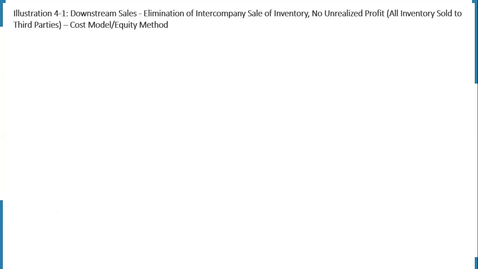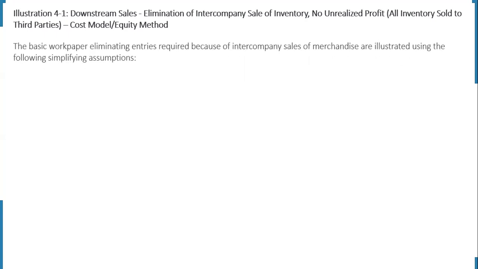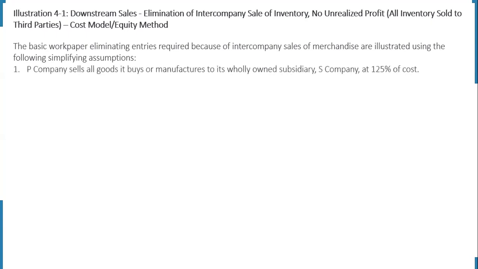Elimination of intercompany sale of inventory, unrealized profit, all inventory, no unrealized profit, meaning all inventory sold to third parties, cost model or the equity method. The basic work paper eliminating entries required because of intercompany sales of merchandise are illustrated using the following simplifying assumptions.